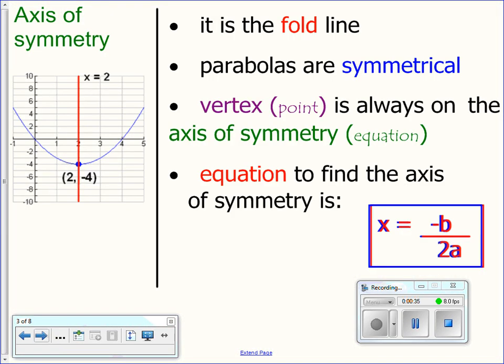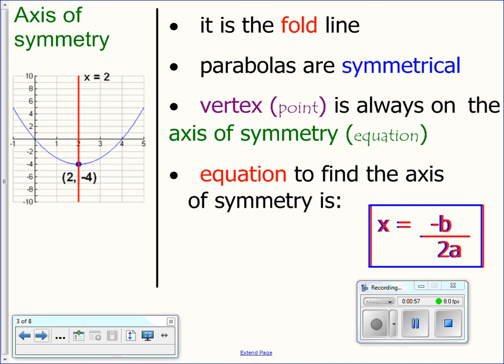The axis of symmetry is that fold line. If we took the parabola and folded it in half, that would be our axis of symmetry. Because parabolas are symmetrical, the vertex is the point with the fold, and it's always on the axis of symmetry. So the vertex is the point, and the axis of symmetry is written as an equation. In the example here, x equals 2.